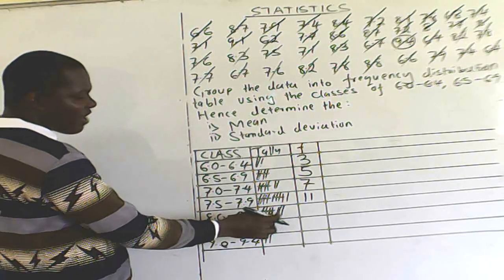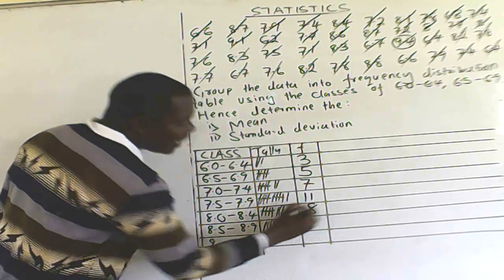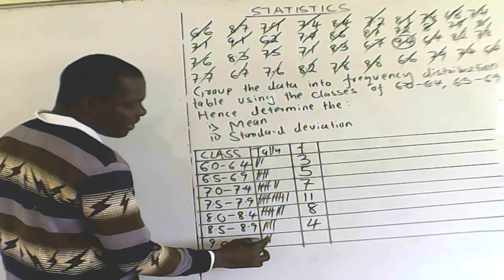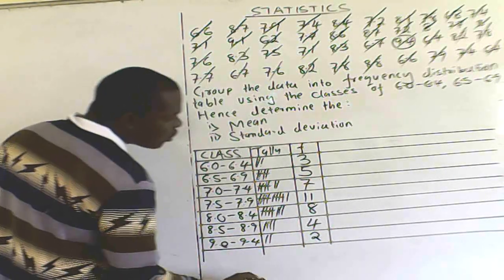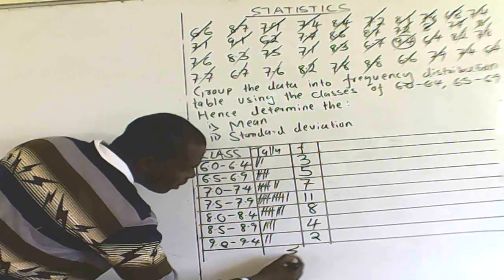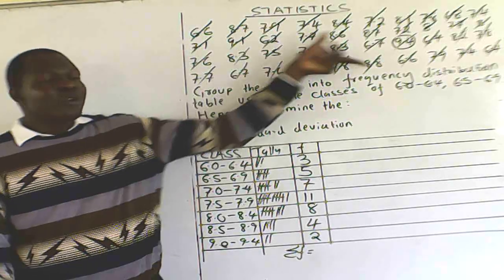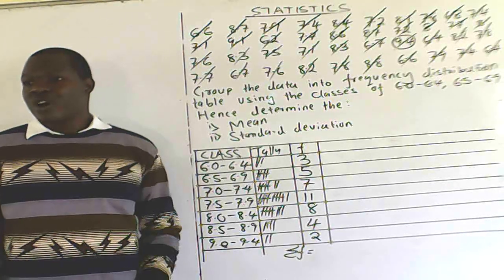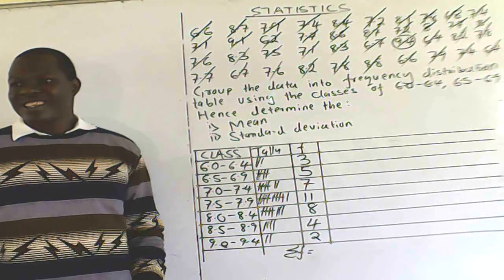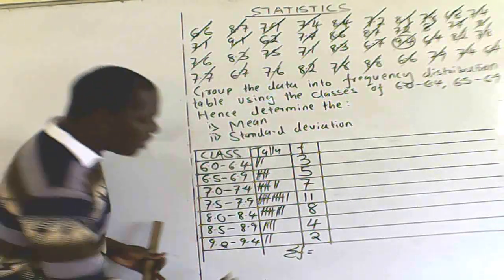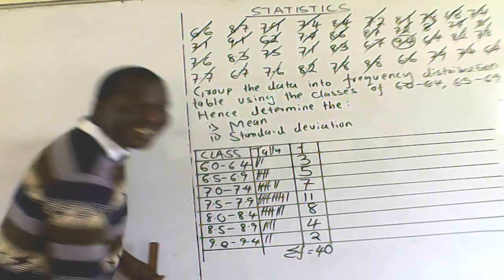And in this class, 5 plus 3, 8, isn't it? And in this class, you counted 4. And in this class, you counted 2. So if you sum up all the frequencies, you are supposed to get the total number. And the total number you were told they were masses of 40 steel rods, isn't it? Yes. So the frequency giving you 40 means you counted everything, isn't it?